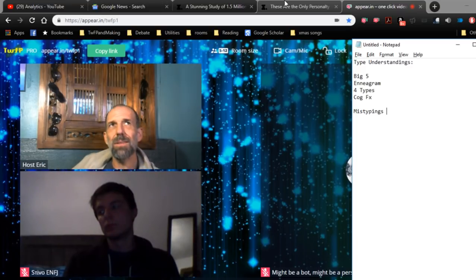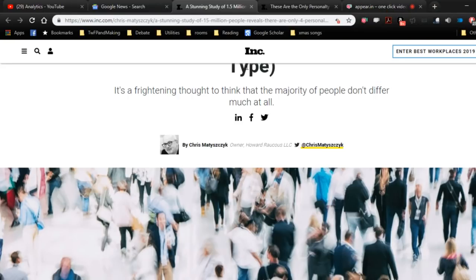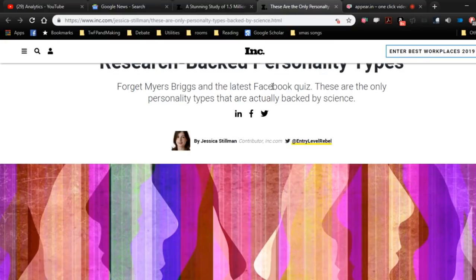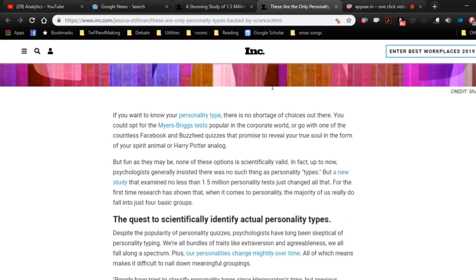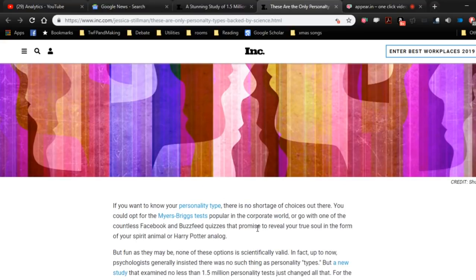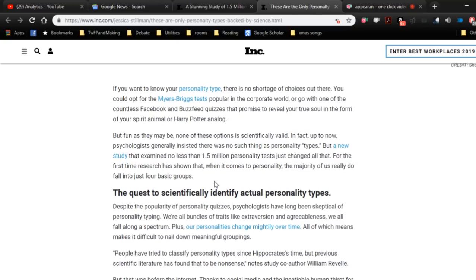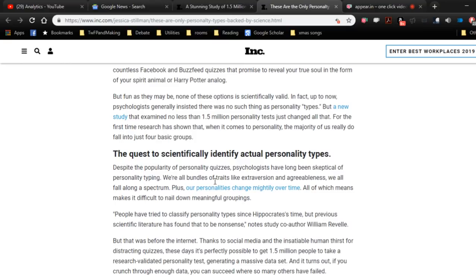And the reason I ask this question is because let's look at this article here. Okay, so this is by Jessica Stillman. Forget Myers-Briggs and the latest Facebook quiz. There's only these four personalities in life. If you want any personality type, there's no strategy choices out there. You could opt for the Myers-Briggs test in the corporate world to go with one of countless Facebook and BuzzFeed quizzes that promise to reveal your true soul in the form of your spirit animal or Harry Potter analog. But fun as they may be, none of these options is scientifically valid.